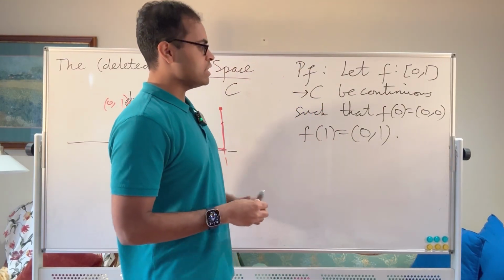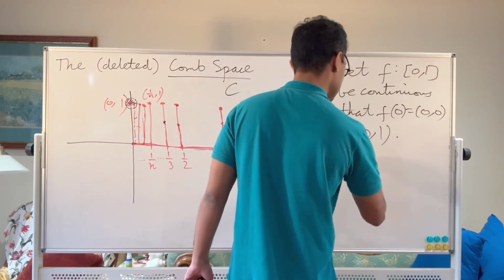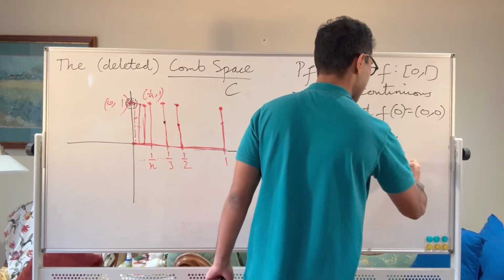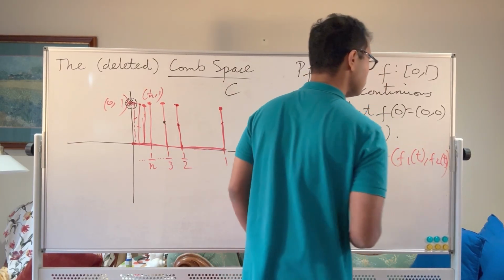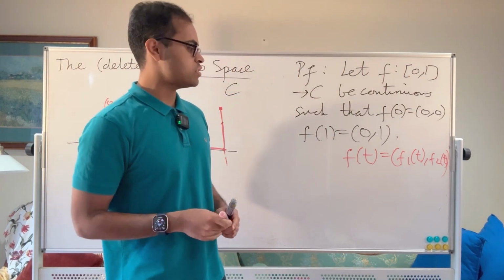So how do we go about doing this? I'm going to just write out our f(t). So f(t), you can think of t as time. I'm going to write it as f1(t), comma f2(t). Okay, so two coordinates of t. We're going to write it this way.